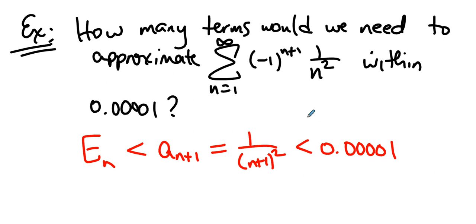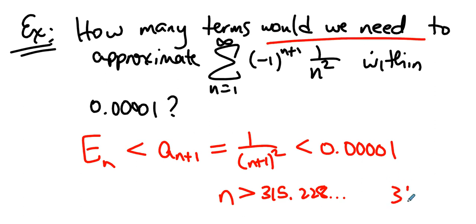So we do a little bit of algebra, and we figure out that n has to be bigger than 315.228, and so on. So if n has to be bigger than that, how many terms do we need? We need 316 terms. Obviously, if we take more than 316 terms, we are also still within that error bound, but we need 316 terms to get that close.